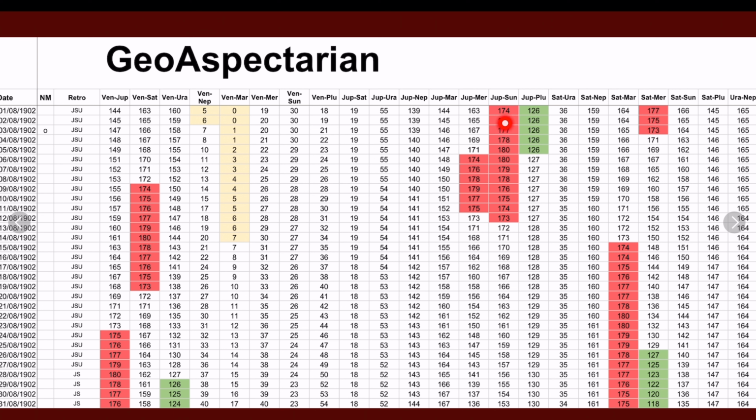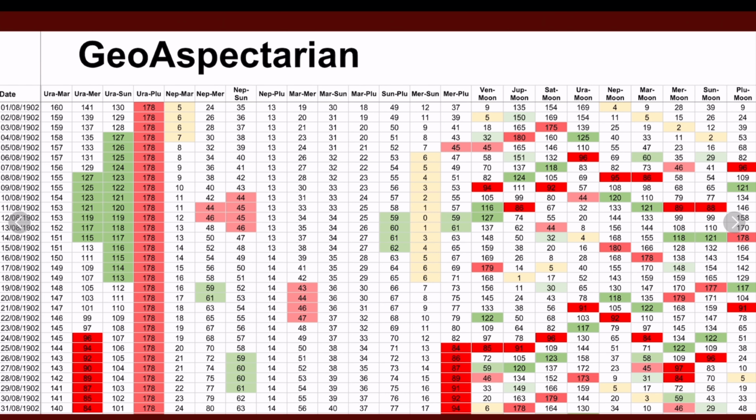Jupiter Sun opposite, Jupiter Pluto in a trine, Saturn Mercury opposite, and if I scroll across to the right, we've got Uranus Pluto opposite, Neptune and Mars coming out of conjunction, and on the far right we've got all the moon combinations. And as the moon is fast moving, you can see the colours and important aspects changing every few days.